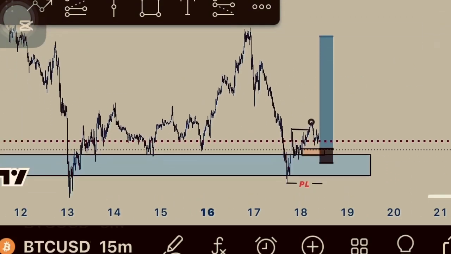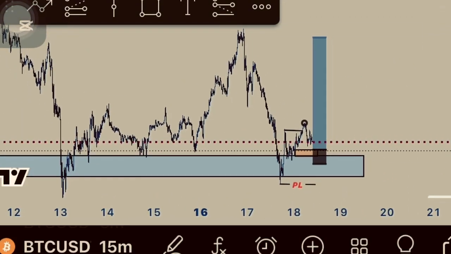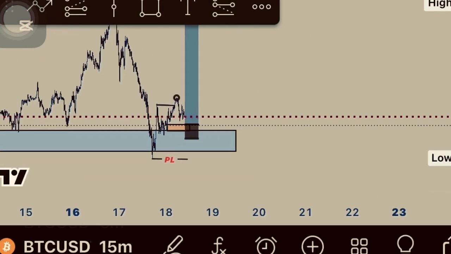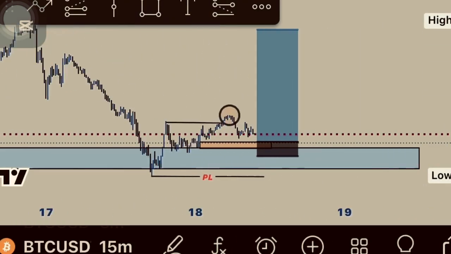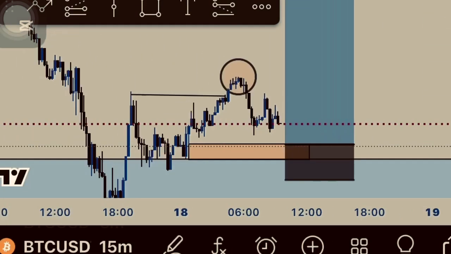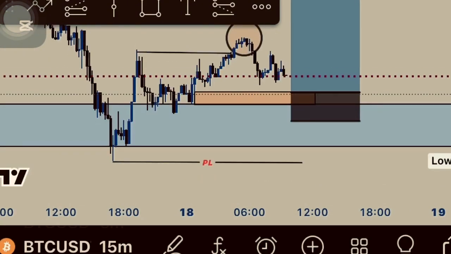Let's see how everything goes. If we tap in here and buy and it goes in our direction, then we make profit. It means the buyers are active, and if it doesn't, it means the buyers are not active. So wait for the next trade.